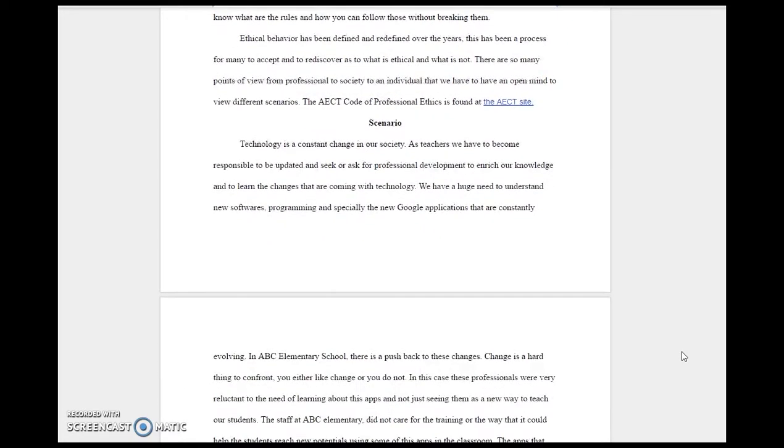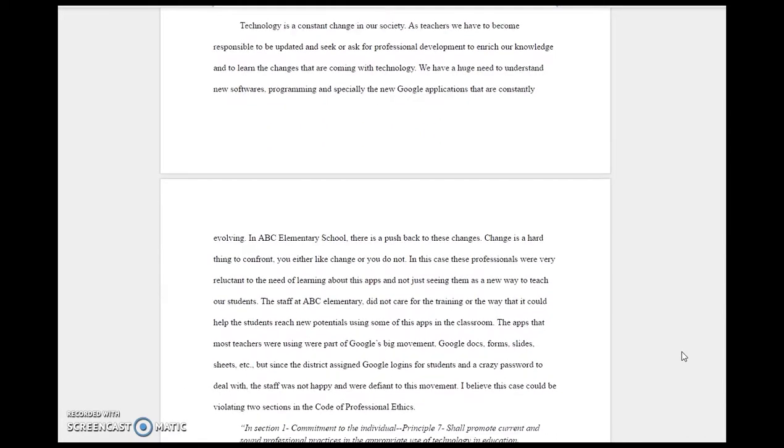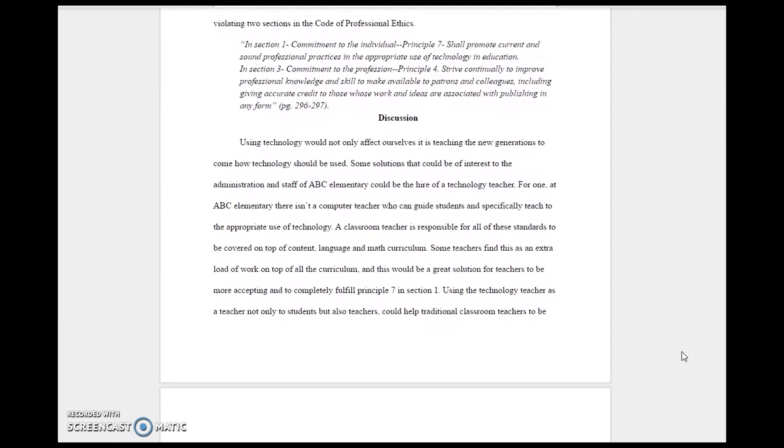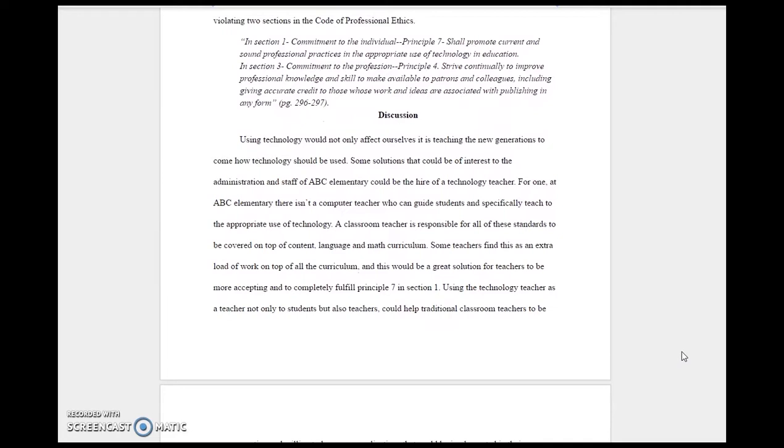While I used those, I provided a scenario of things that were happening in my school, and then I made up a discussion in which I explained the different things that could be used or how we could implement and encourage others to use the technology available to us.